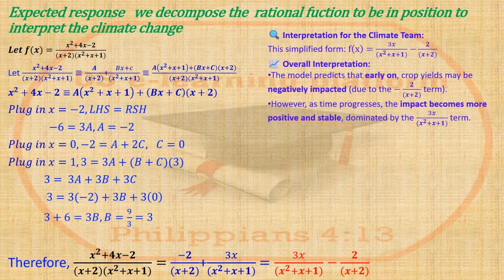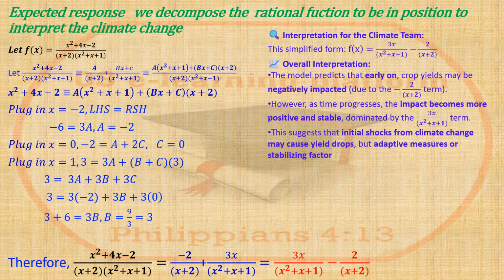That will be dominated by the 3x over x squared plus x plus 1 term. So this one is an increase with time, and the other a reduction. This suggests that the initial shocks from climate change may cause yield drops, but adaptive measures or stabilizing factors could improve outcomes over time.